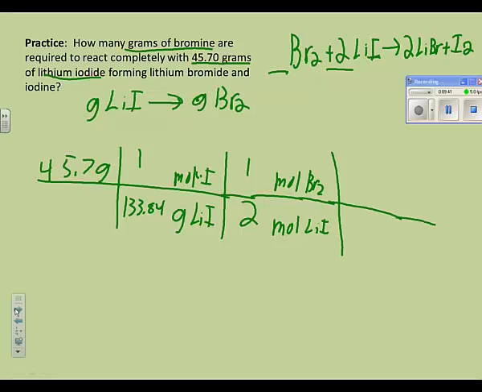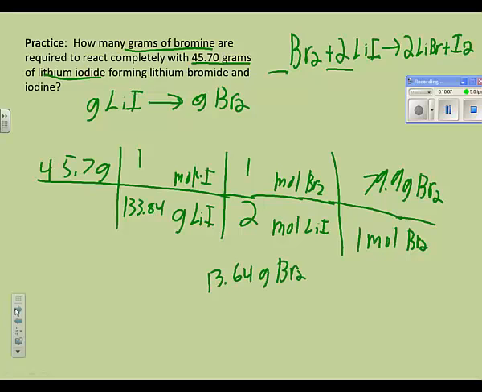From there, we go away from moles. So we have 1 mole of bromine to grams of bromine, which would be 79.9 grams of bromine. So you do 45.7 times 79.9 divided by, parentheses, 133.84 times 2. That should get you 13.64 grams of bromine gas.